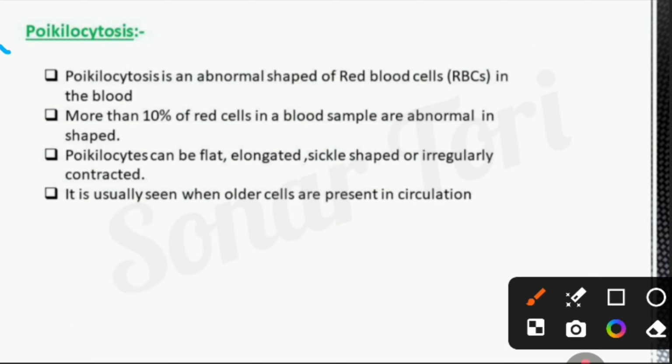The second type of abnormality of the red blood cell is poikilocytosis. So what is poikilocytosis? Poikilocytosis is an abnormal shape of RBCs in the blood. More than 10% of the red blood cells in a blood sample are abnormal in shape. Poikilocytes can be flat, elongated, sickle shaped or irregularly contracted. It is usually seen when older cells are present in the blood circulation.